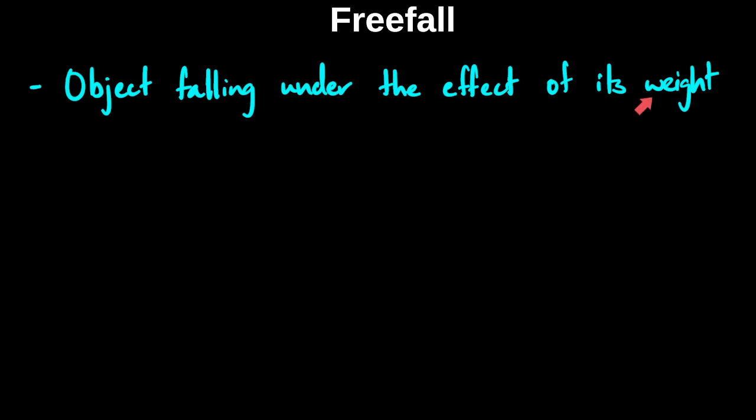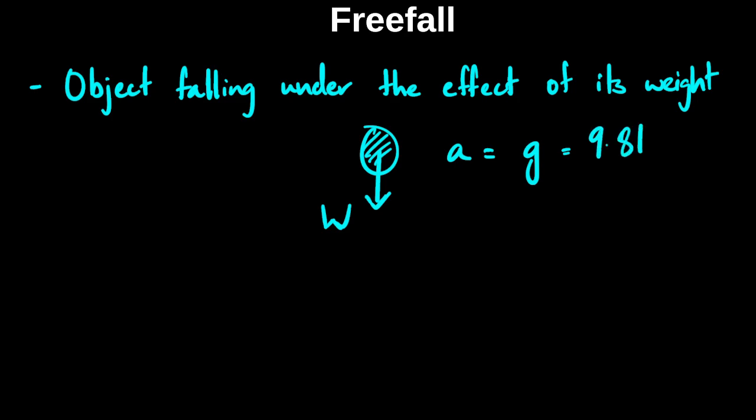So the object is falling, right? It's freely falling, and the only force acting on it is its own weight. So when the only force acting on it is its own weight, we also know that correspondingly the acceleration it would be experiencing is the acceleration due to gravity, and the value for this is 9.81 meters per second square.